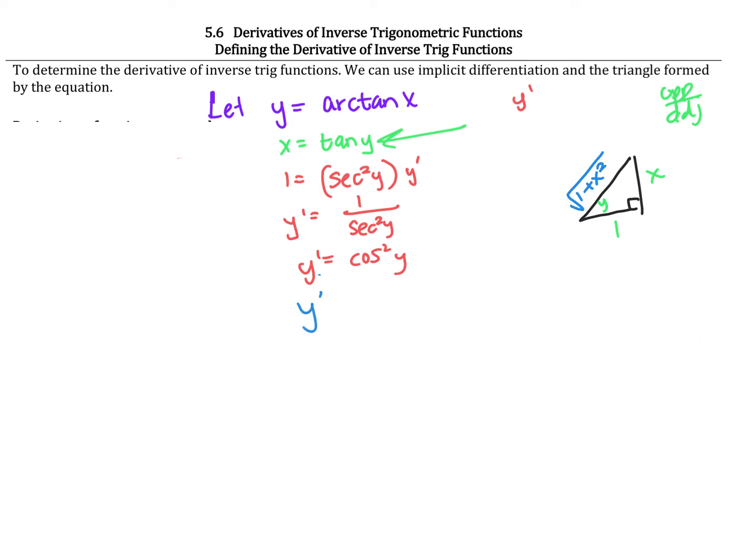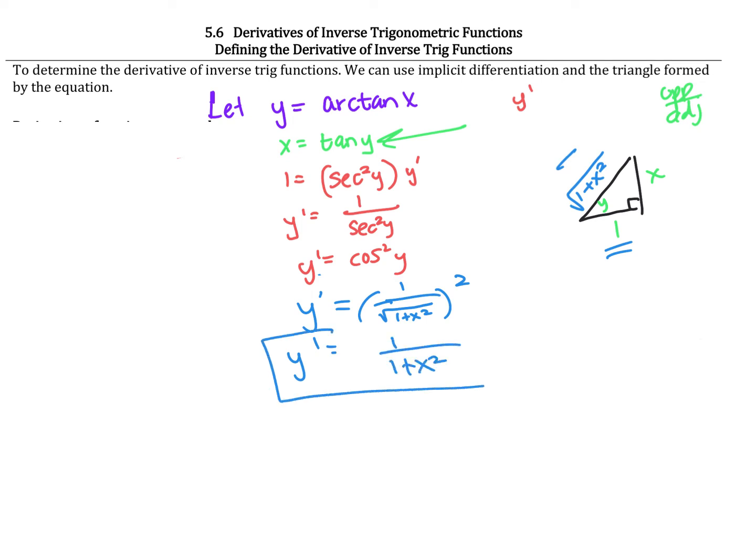So in this case, y prime is equal to cosine of y squared. And cosine of y would be adjacent over hypotenuse, so 1 over the square root of 1 plus x squared. That whole quantity is going to be squared. And when I square that, the denominator is going to lose that square root. So I'm going to end up with y prime is equal to 1 over 1 plus x squared. Or I could say the derivative with respect to x of arctangent of x is equal to 1 over 1 plus x squared.